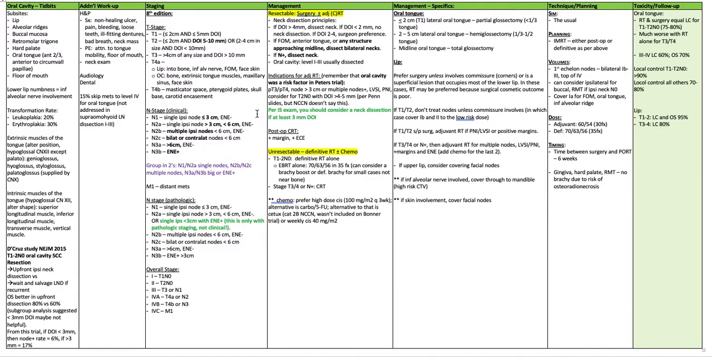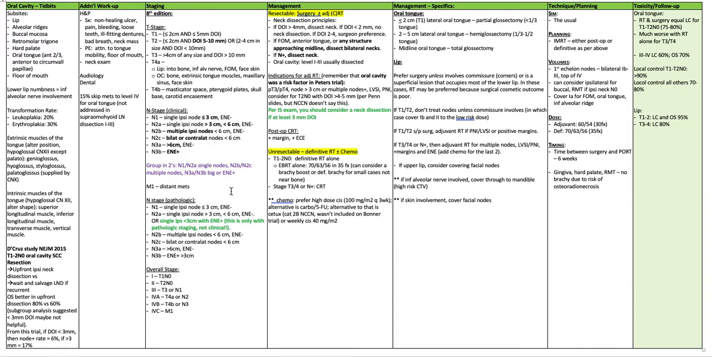Group this into twos. Think of N1 and N2a as single nodes, N2b and N2c as multiple nodes, N3a or N3b as either big, meaning greater than 6 centimeters, or ENE positive. M1 means distant mets. Pathologic nodal staging is as follows.